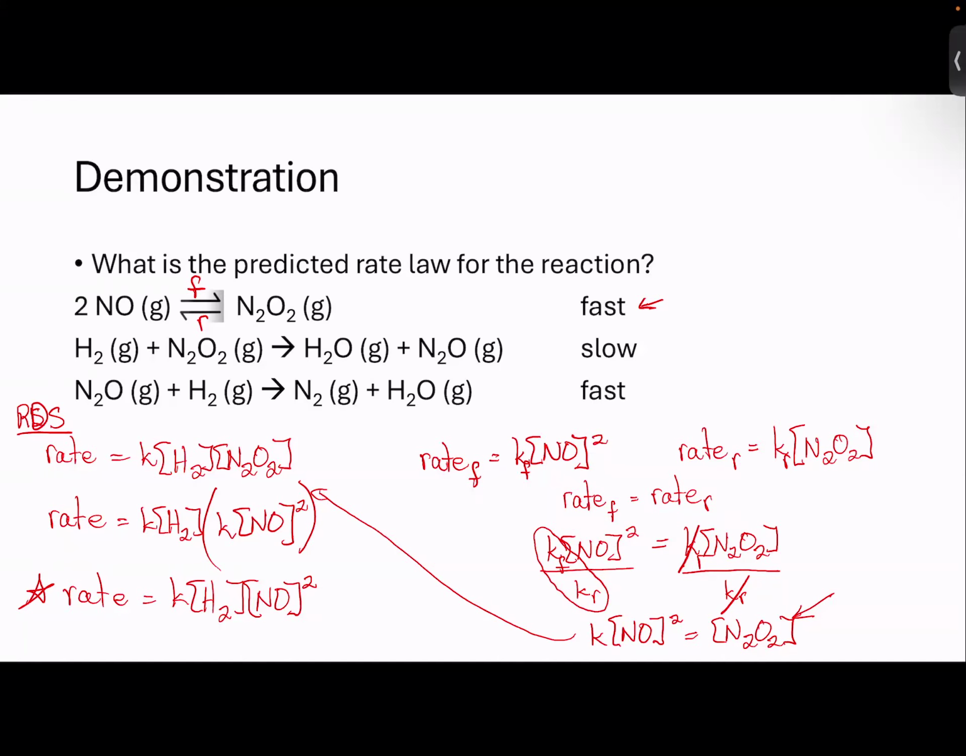But we needed just N2O2. So we rearranged this equation to solve for N2O2. Now, folks, all these K's are going to combine to form one K, because as we've seen from the rate law, it's always rate equals K times. So they all just combine to form one rate constant. So once I had the N2O2, I plugged that in for N2O2, and I simplified it. And I got the rate law for this reaction.